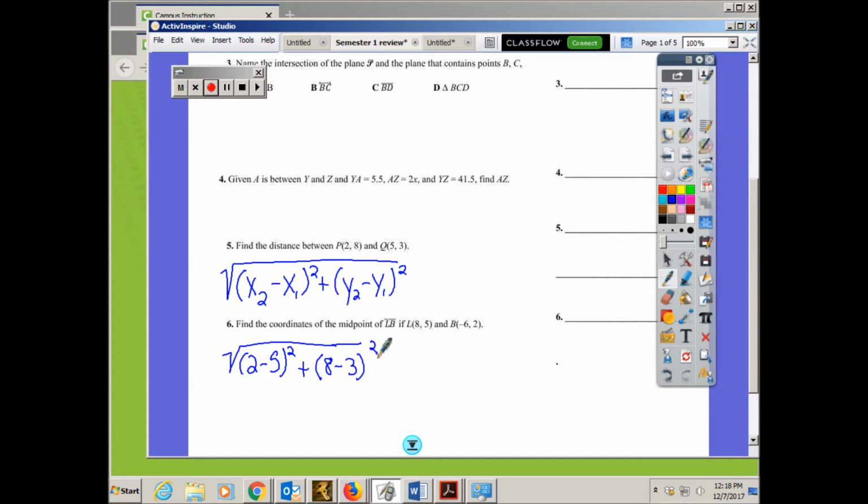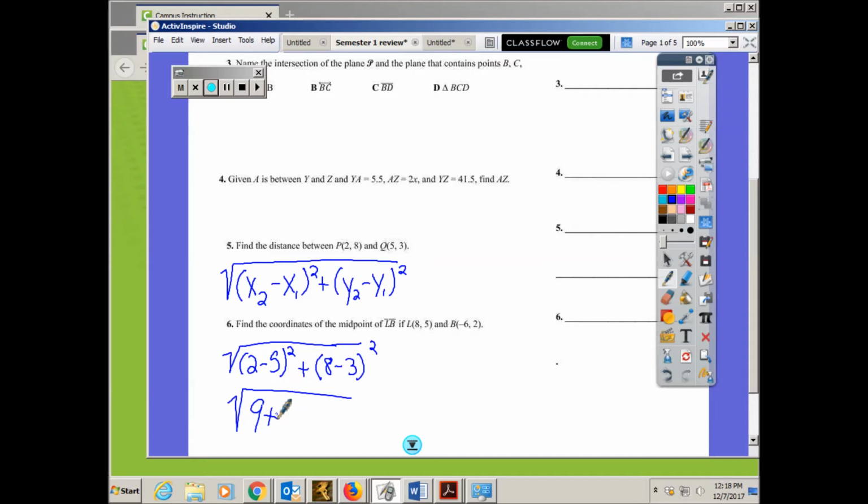2 minus 5 is negative 3. And negative 3 squared is 9. If you did it the other way, if you did 5 minus 2, you would get 3. And 3 squared is 9. So negative 3 times negative 3 is positive 9. Or 3 times 3 is 9.